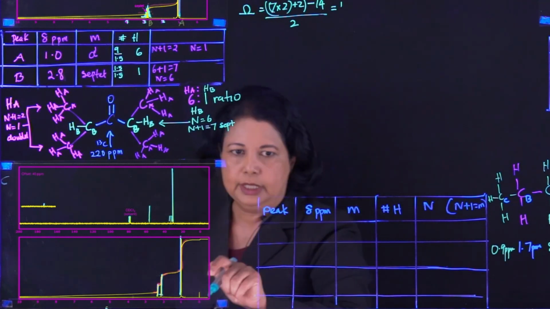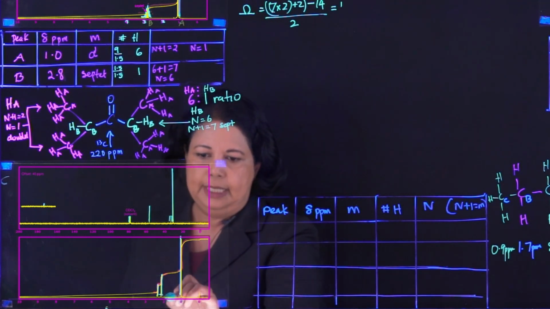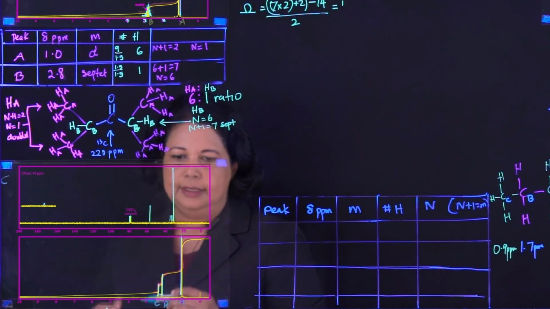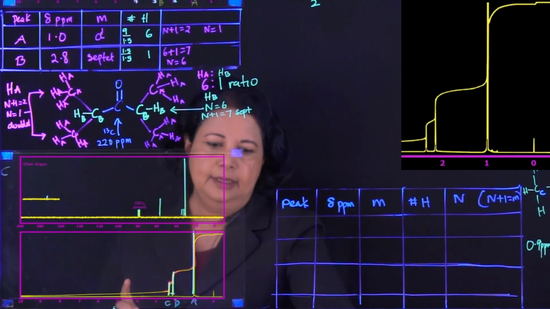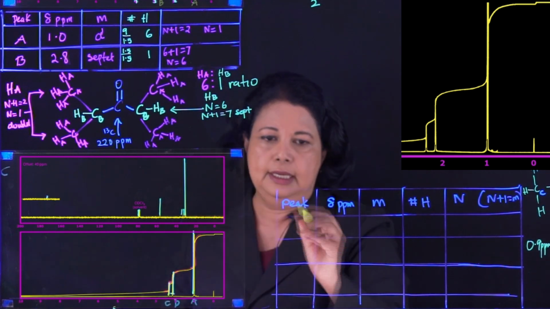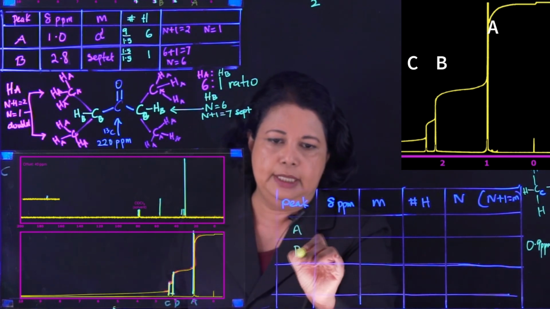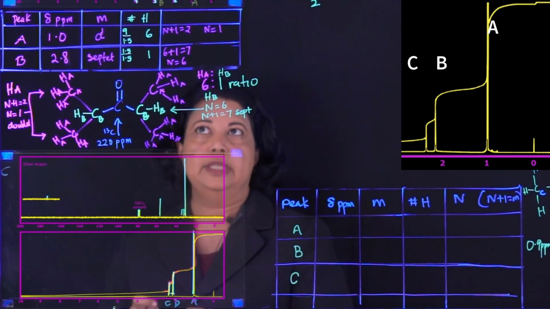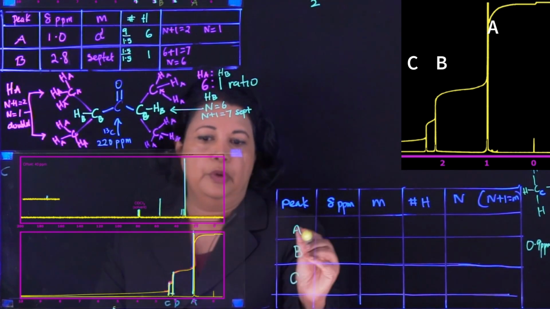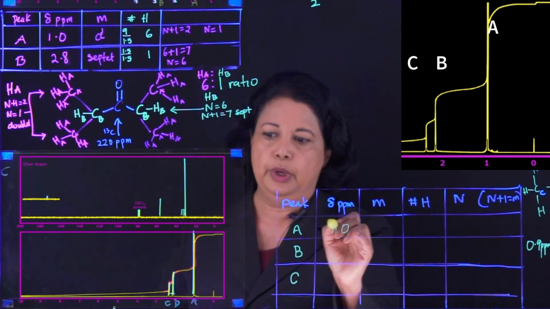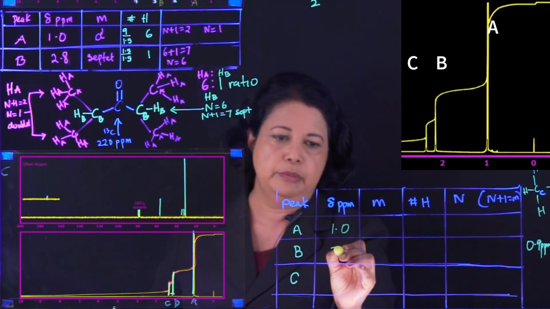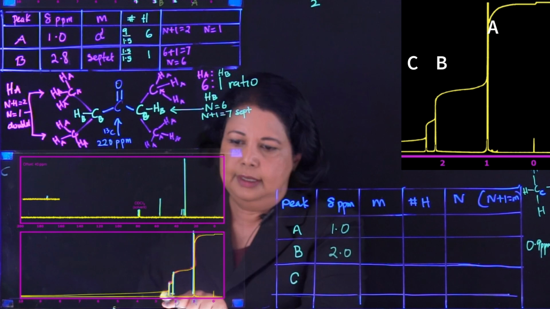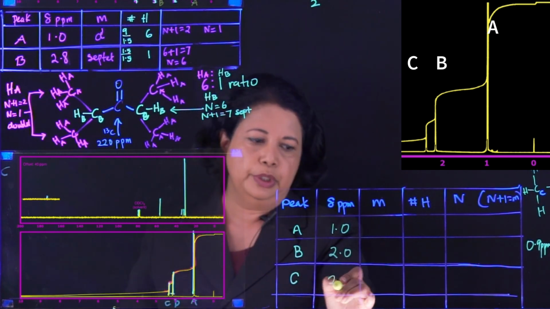Let's first write them down, A, B, and C. And so here we have A is going to be a singlet, A, B, C. The ppm for both of these are going to be, for all 3, about 1.0 in the alkyl region mainly. And so this is about 2.2.